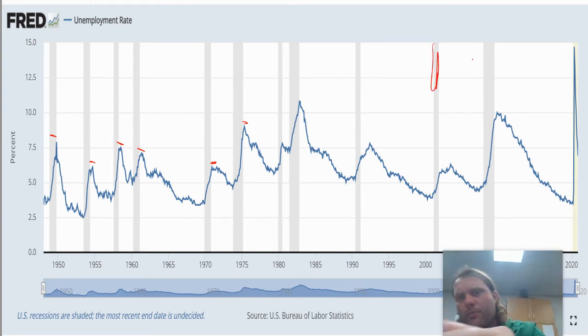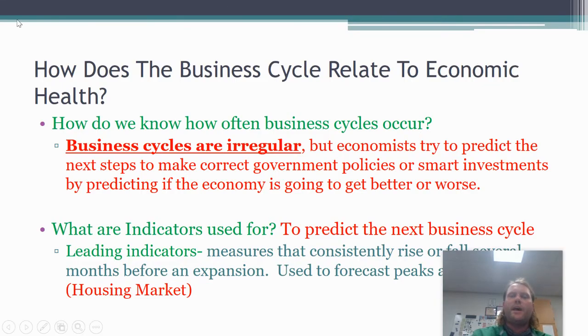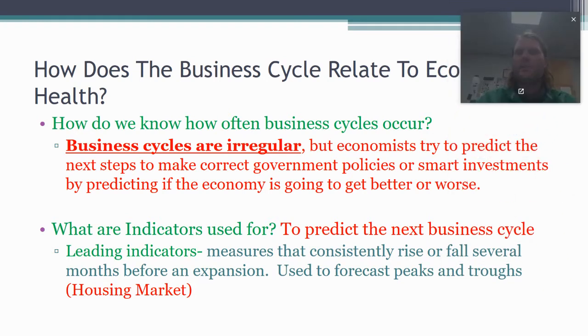These gray bars represent recessions. They're different widths, they're different lengths apart. We don't really know all the time when they are going to happen. So you want to know that business cycles are irregular. We can do some things to predict it. We can keep track of a whole lot of statistics. The statistics you need to know are going to be unemployment, inflation, and GDP. Some other things that kind of can tell us are the housing market. House prices are determined by how much people are willing to pay for them.